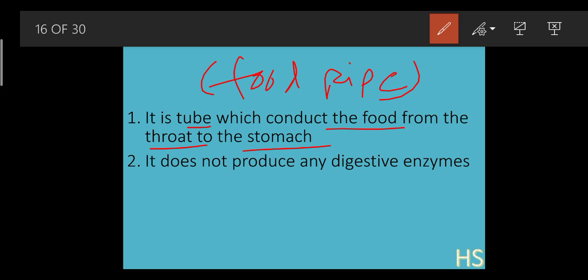It does not produce any digestive enzymes. See, these enzymes are very important. Why are they important? Because these enzymes help you to digest your food. So these are not present in the pipe structure, that is the esophagus. But as we study the stomach, small intestine and large intestine, you will see these enzymes, not in the large intestine, but in the stomach and small intestine.